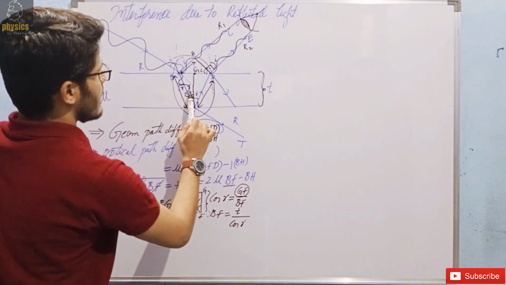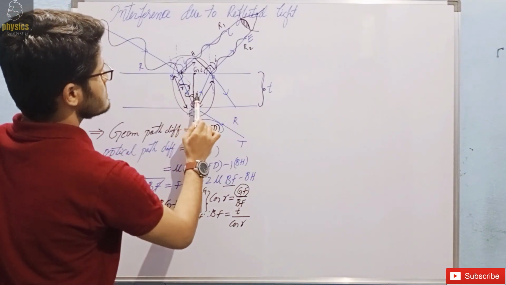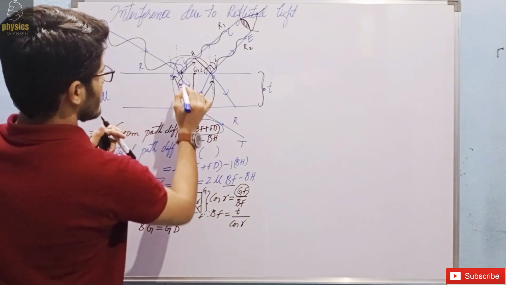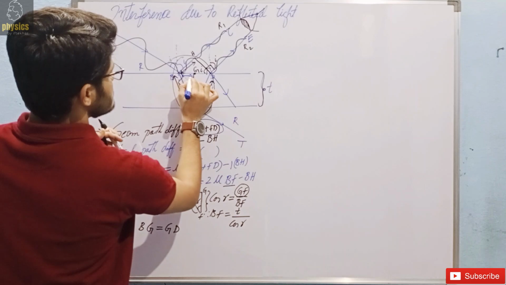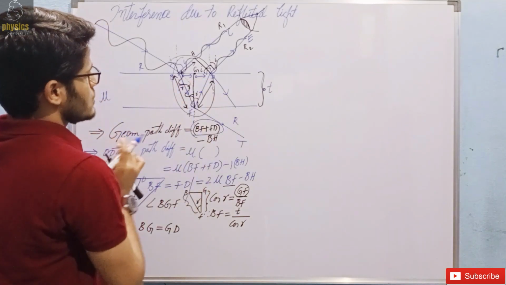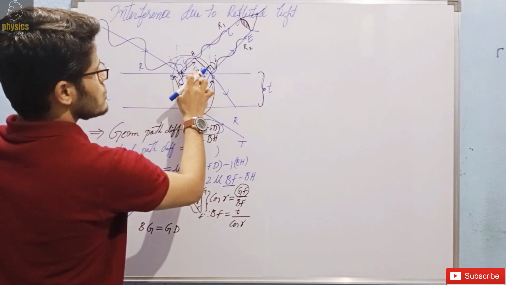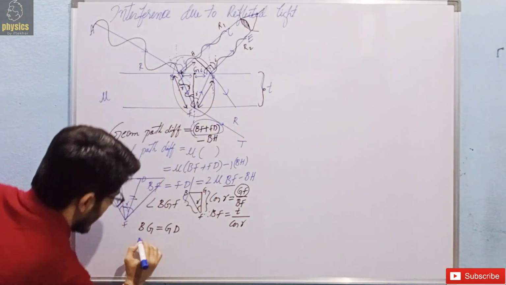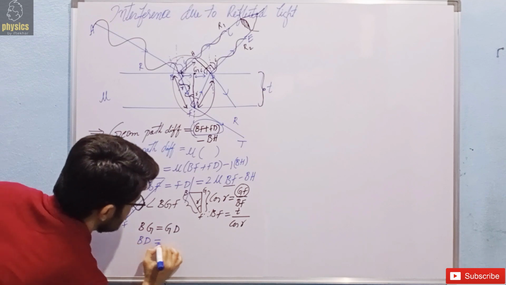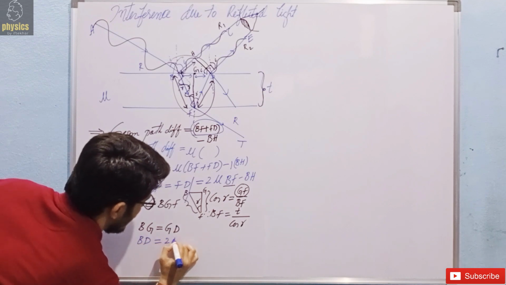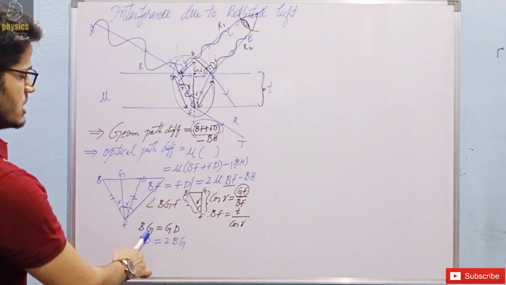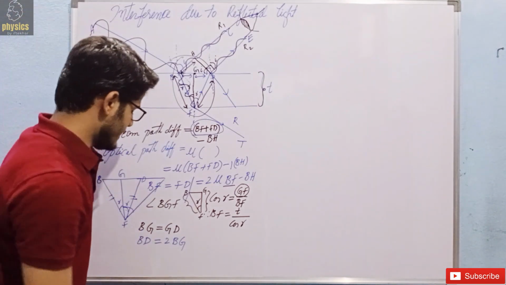Because the angle is exactly the same, this distance is exactly equal to this distance. So it means BG is equal to GD. So I can write BD as 2BG. Why? Because BG is equal to GD.